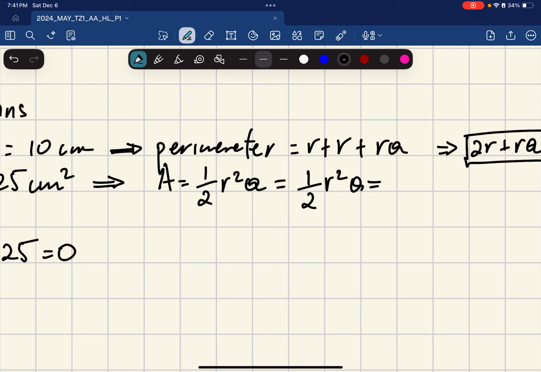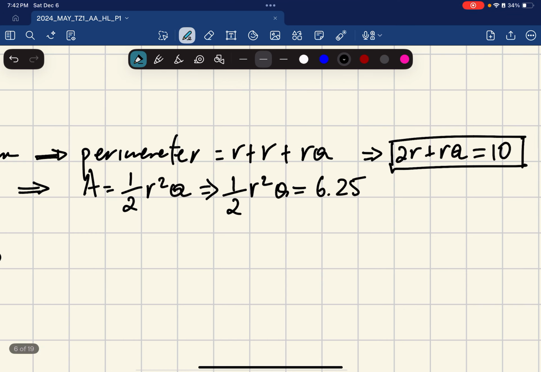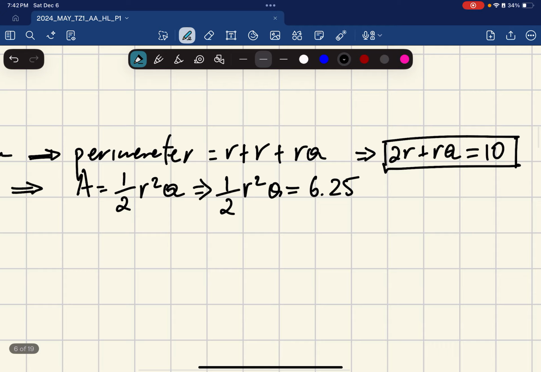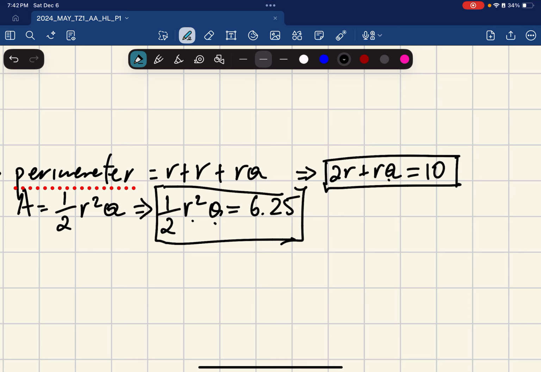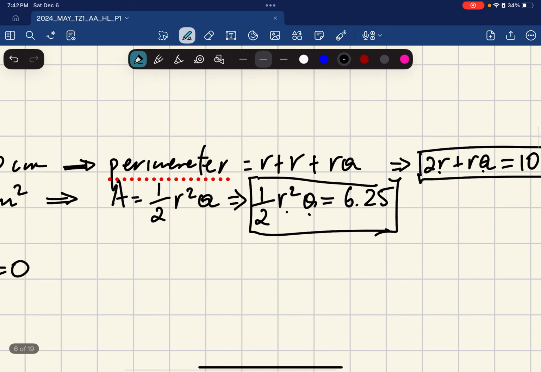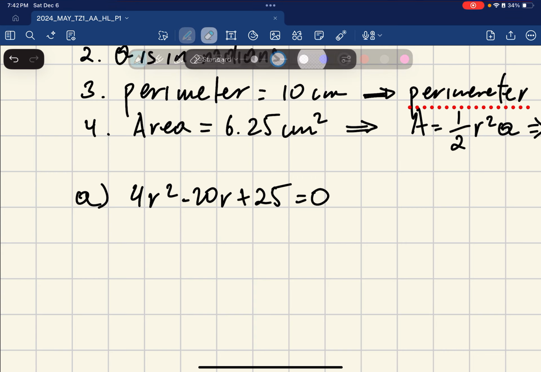So I'm going to have to write 1/2 r squared theta is equal to 6.25 centimeters squared. Fine. Now, something happens here. When I look at those two equations, I notice that both of them have theta and r. But my first question asked me to write this equation, which is a quadratic equation, because I have r squared as my leading term.